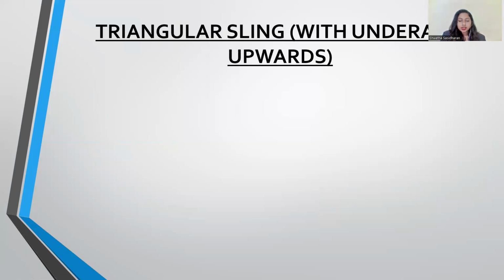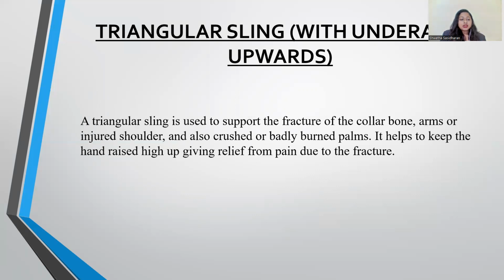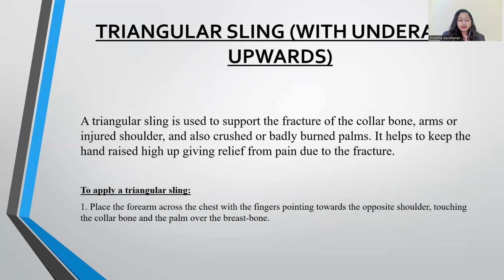Next is a triangular sling with an underarm upward. A triangular sling is used to support the fracture of the collarbone, arms, and or injured shoulder, and also the crushed or badly burned palms. It also keeps the hand raised, giving relief from the pain due to the fracture. To apply a triangular sling, place the forearm across the chest with the fingers pointing towards the opposite shoulder. Again, it will be in the same position, touching the collarbone and palm over the breastbone.